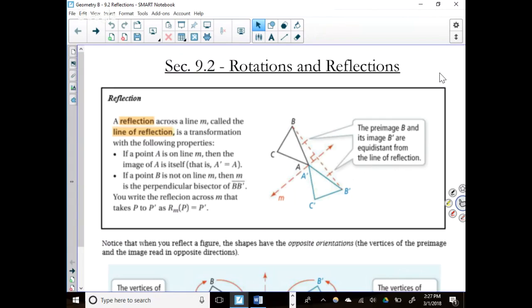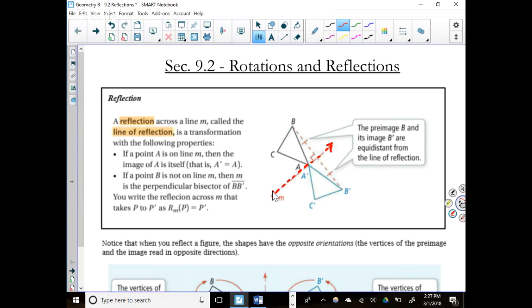Okay? So, a reflection across line M. So you always have to have a line of reflection. It's impossible to have a reflection without a line of reflection.